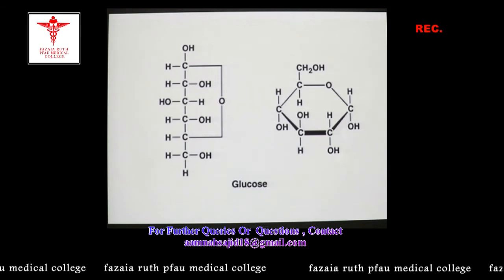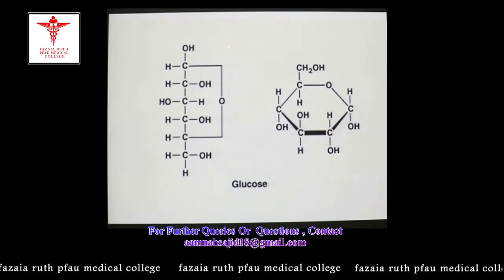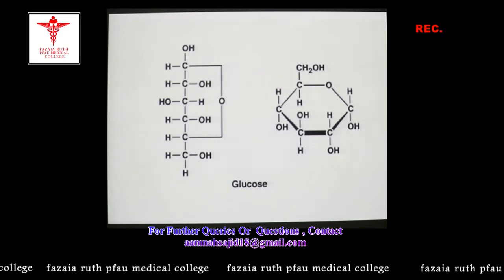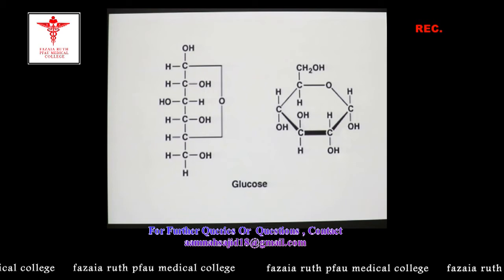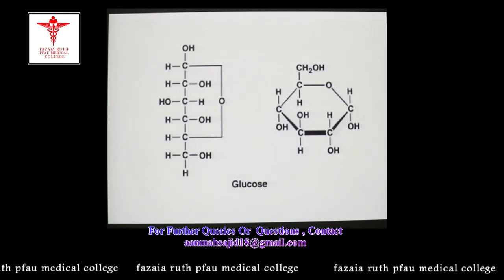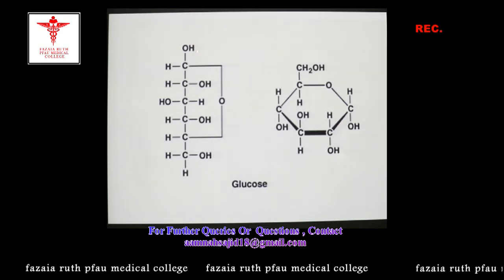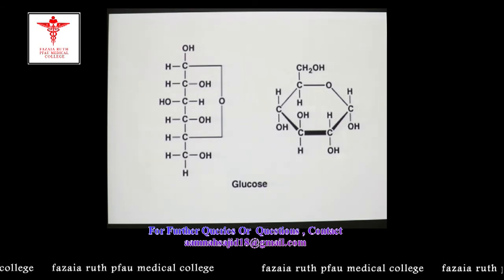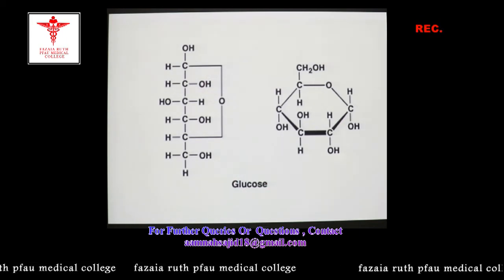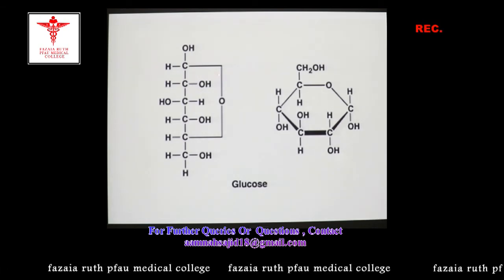Before moving on to reducing and non-reducing sugars, I would like to clarify the concept of carbonyl carbon atom and anomeric carbon atom. Now this figure shows the ring structure of glucose, which is a monosaccharide. Glucose is an aldose sugar, that is, it contains an aldehyde functional group when it is present in open chain form. And in the open chain form of glucose, the first carbon atom, which is attached to the functional group, is termed the carbonyl carbon atom.